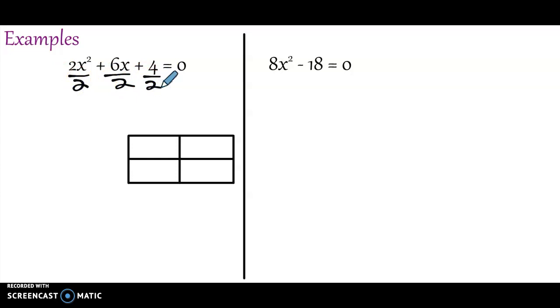Since we divided by 2, because that's your GCF, you take it out in the front. Divide 2x squared by 2, that is x squared. 6x divided by 2 is 3x, and then 4 divided by 2 is 2. Set it equal to 0. Now we're focused on the part right here.